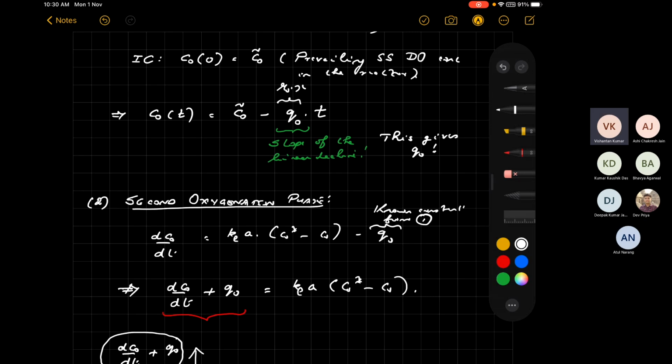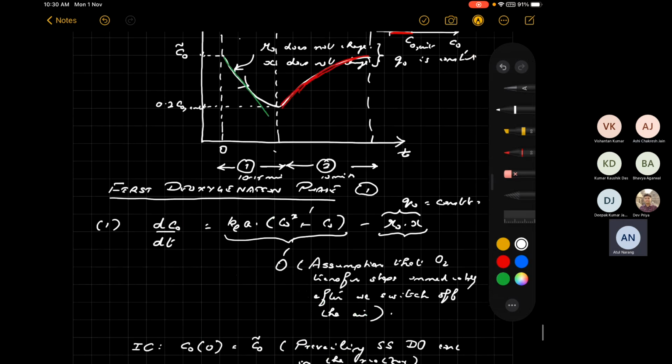No? Yes, sir, it is. So just a question here. So the value of Q naught will remain constant in the second oxygenation phase as well, despite us supplying more amount of oxygen in this phase. Yes, because, as I told you, right?